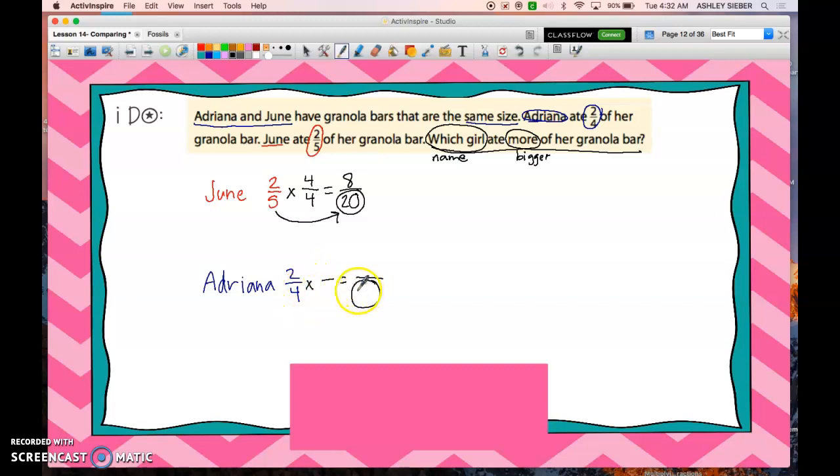Down here, I want to get 20 as my denominator too. That way it's easy to compare. 4 times 5 is 20, so my numerator has to be 5. Remember, these have to be the same to find an equivalent fraction. I'm finding a fraction equivalent to 2/4. 2 times 5 is 10, so 10/20 is the same as 2/4. Now I can compare these fractions a lot easier.